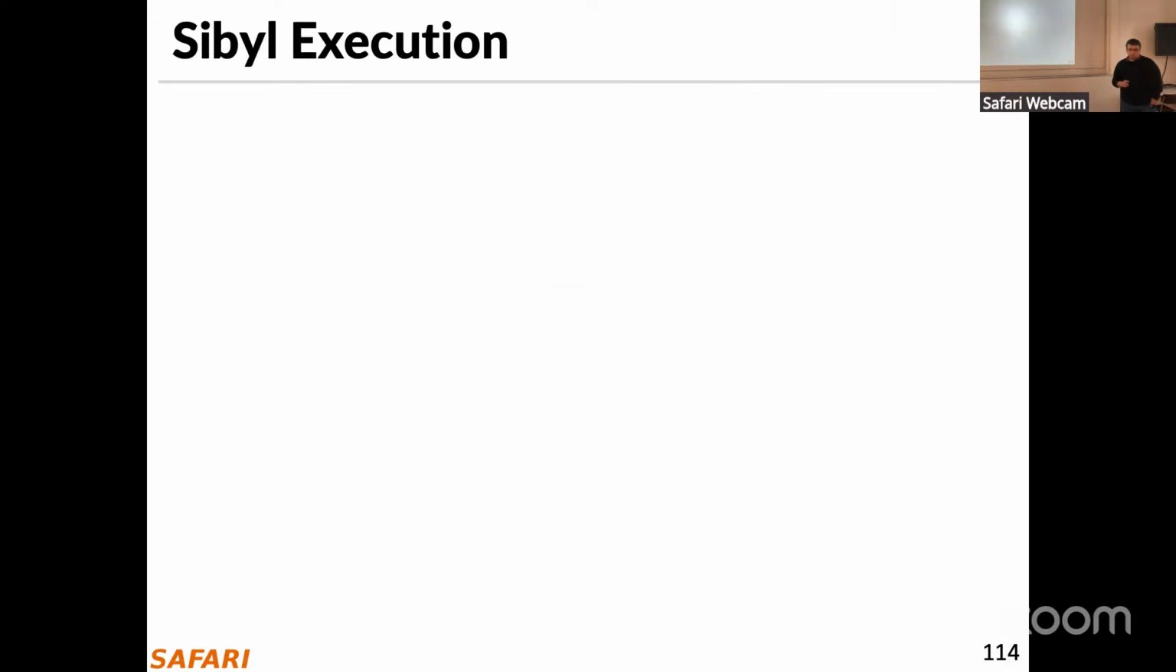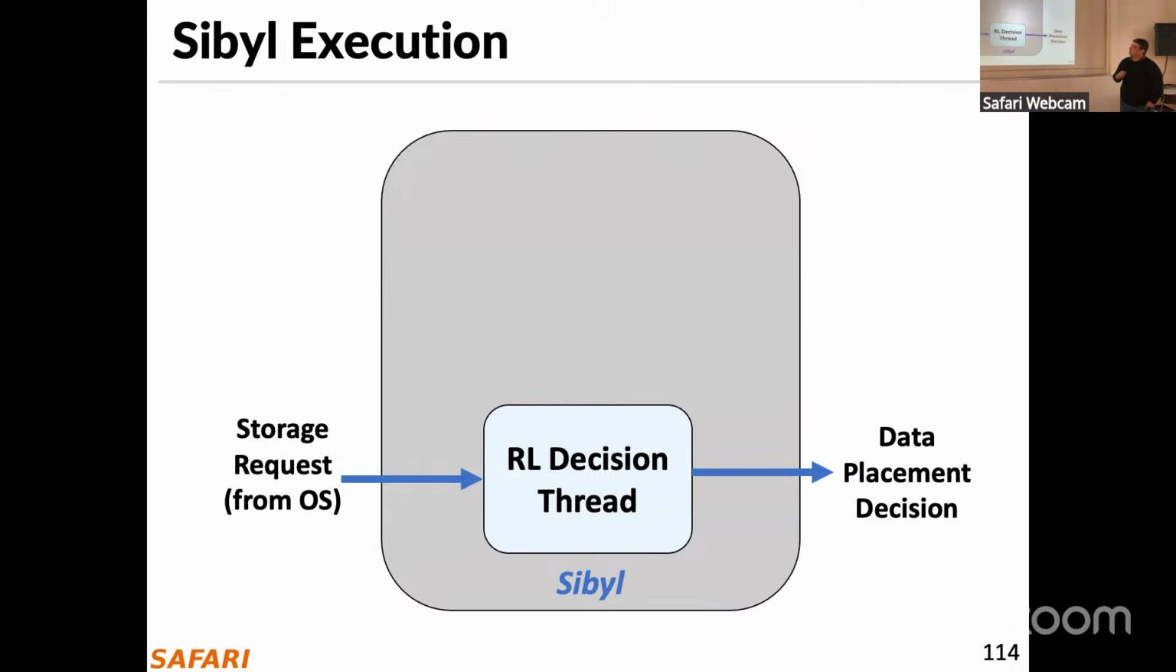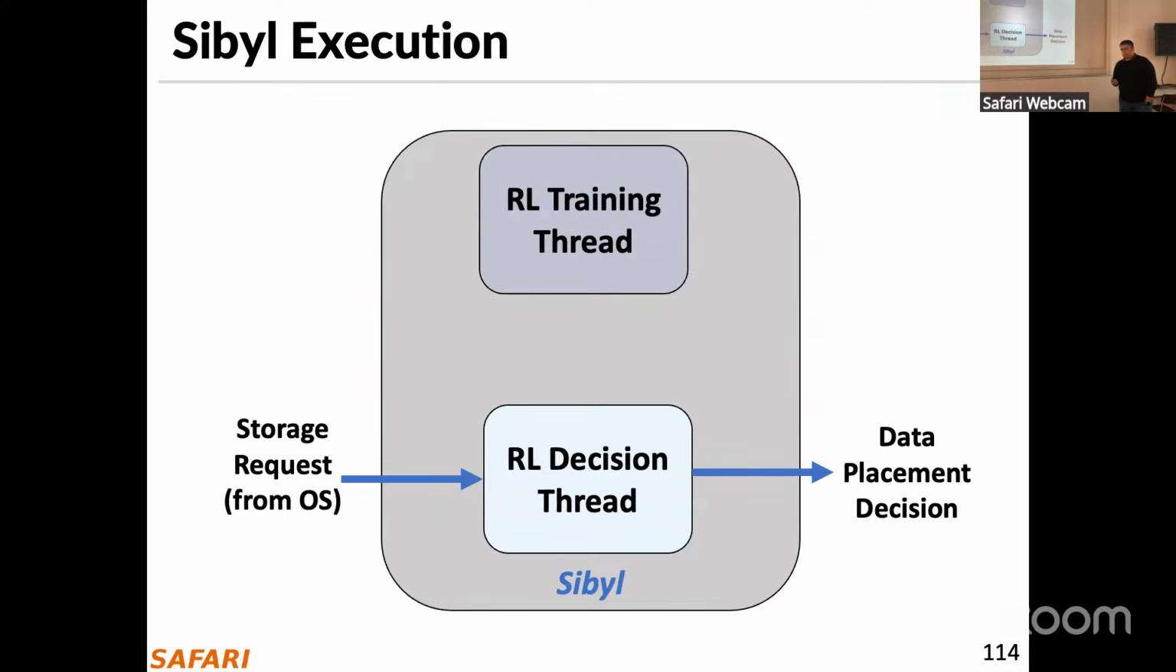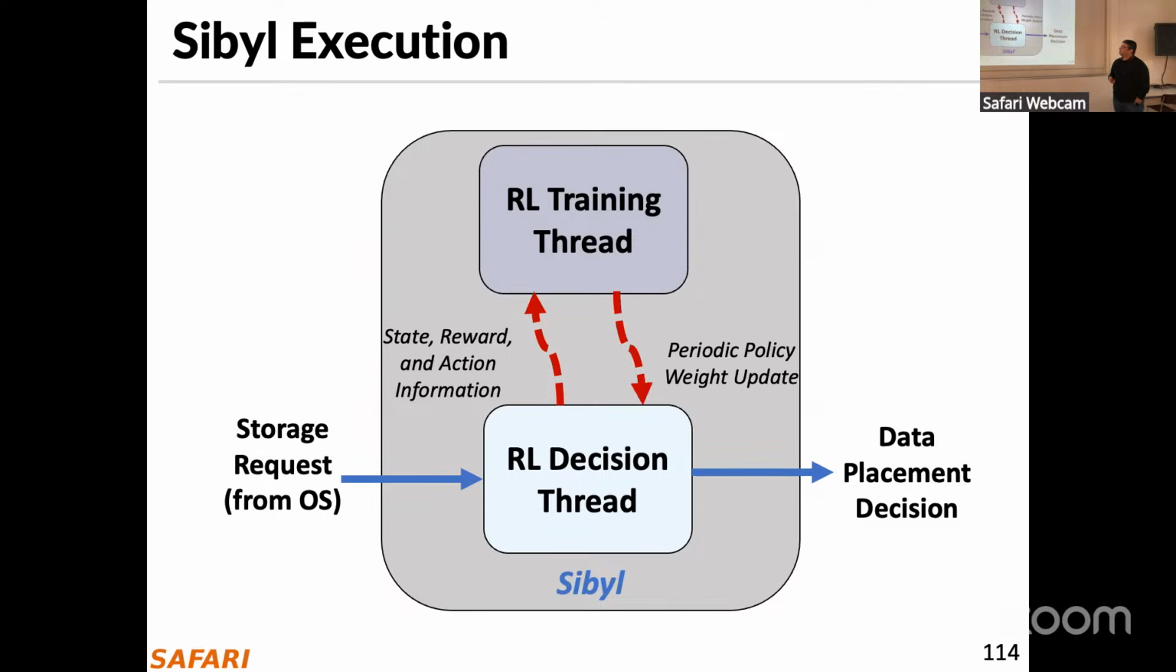So I'll give a very brief overview of Sybil. Sybil has a 2-threaded execution model. It has a decision thread, which makes the inference and takes the storage request from the operating system and decides where the data has to go, which is the data placement decision. There is a training thread which runs in the background, which takes the state, reward, and action information from the decision thread, trains an RL agent, or the neural network, in the training thread, and then updates the weights of the neural network to the decision thread. So there is a background thread which does all the learning, and then updates the foreground thread, which is making all the decisions. This kind of asynchronous execution is done to reduce the overhead on the IO request.